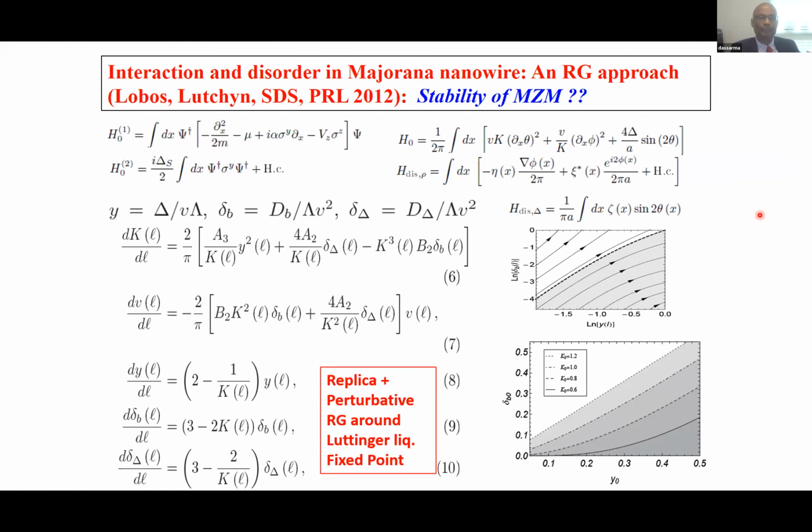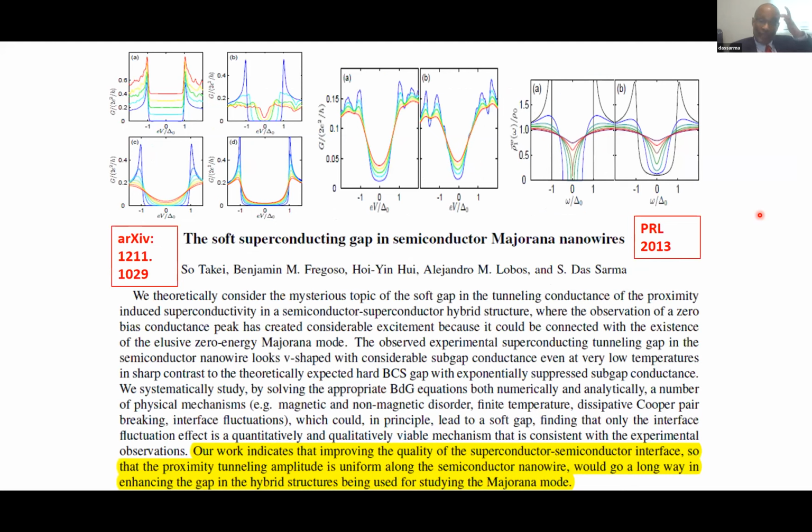So that was a very important theoretical discovery, because if it's not stable, there is nothing to talk about here, but it's stable. But what about the soft gap? Where is the soft gap coming from? Obviously, it's a strong disorder effect. This also, we wrote a paper in 2012, and our prediction was, we did a lot of numerical work.